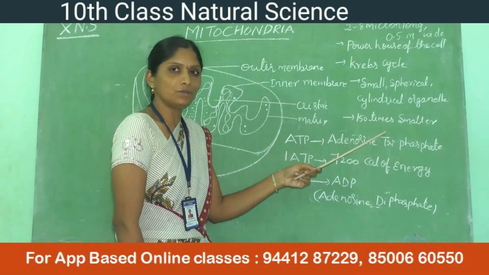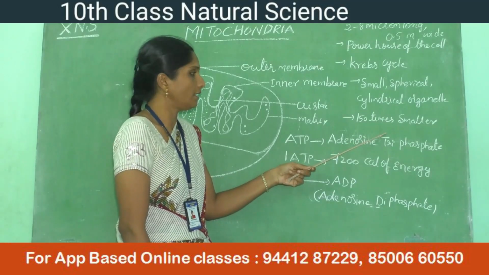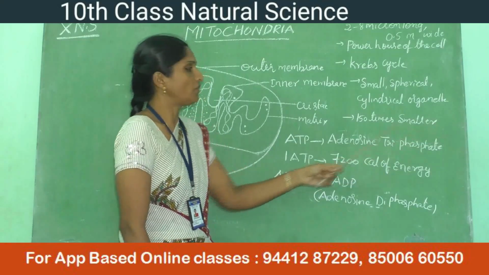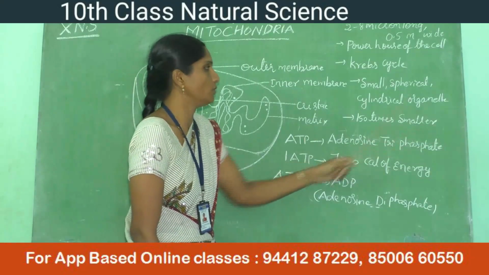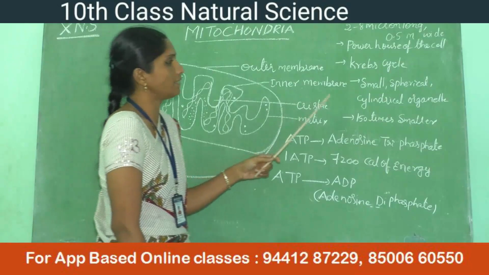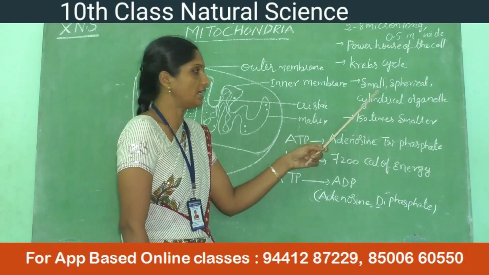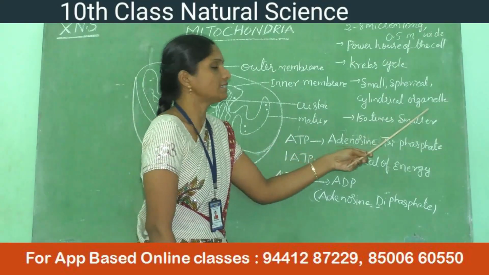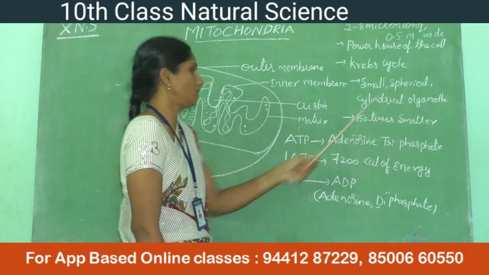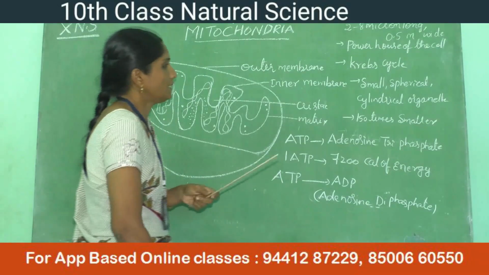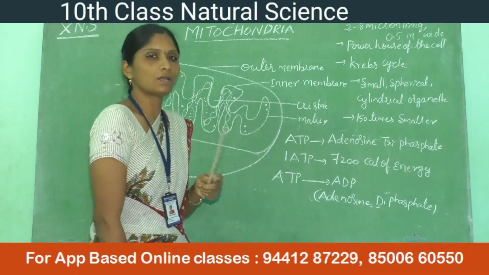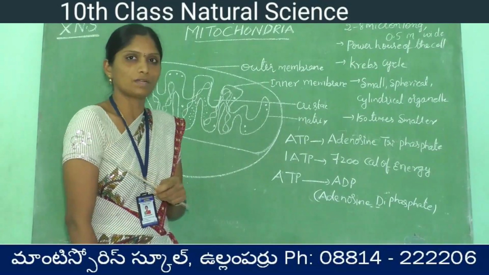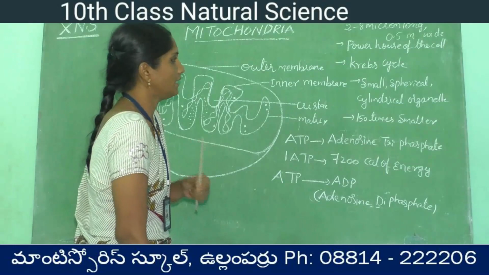Comparatively, the mitochondria is 150 times smaller than the nucleus. Mitochondria is a very small, spherical and cylindrical organelle. And what are the properties or uses of mitochondria in the cell?